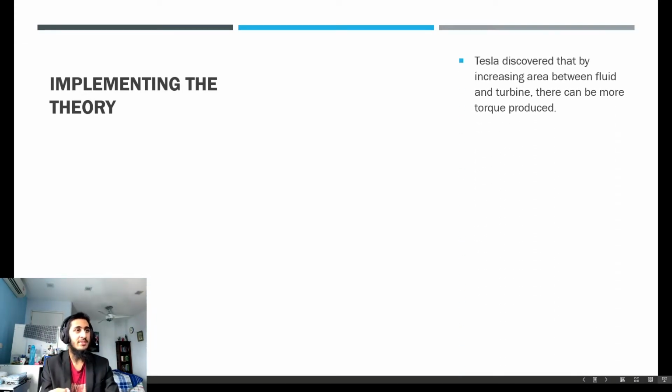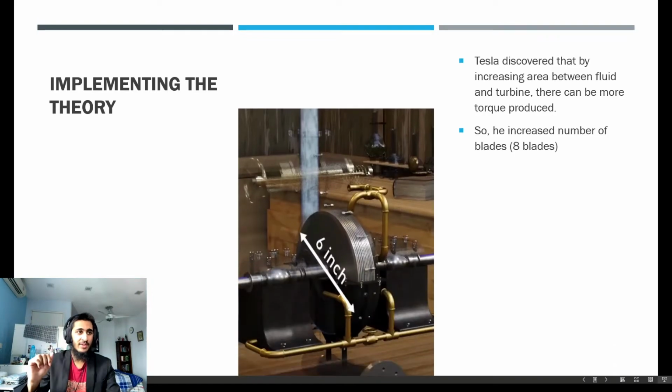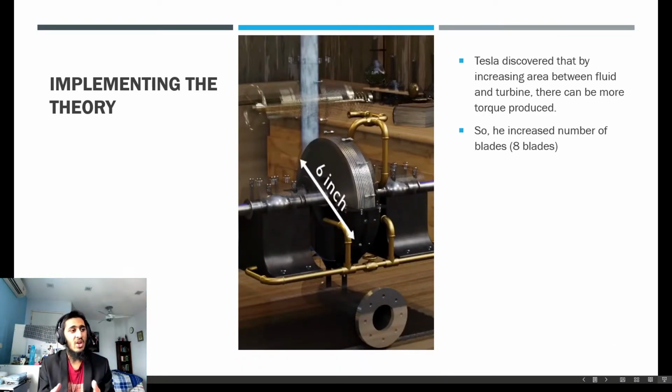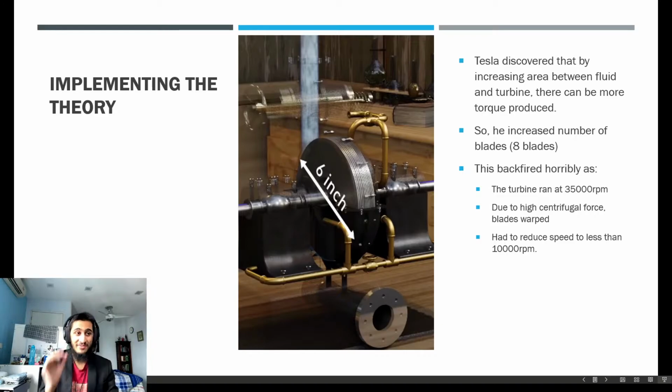Let's look at the early implementations that Tesla made for this particular device, right? Now, Tesla discovered that by increasing the area between the fluid and the turbine or the disk, there can be more torque produced, therefore more energy. So what he did was that he made it 8 blades, right? As you can see in this image here, each of these disks were about 6 inches in diameter in this very small form factor. Tesla marketed his idea as a powerhouse the size of a hat. So it was really small in size, and it was theoretically very, very efficient.